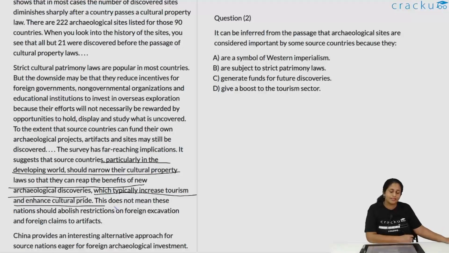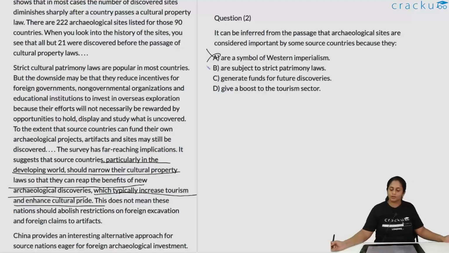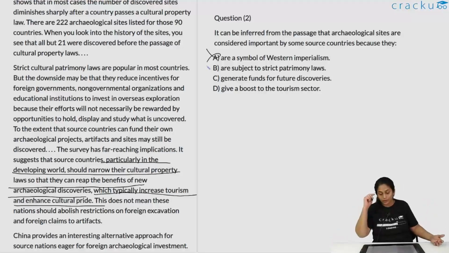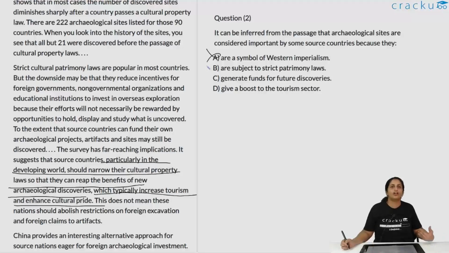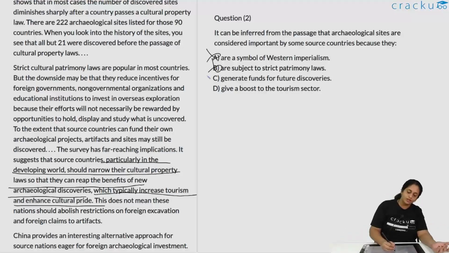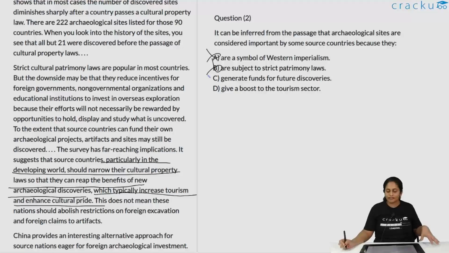A: Are a symbol of Western imperialism? No, these are not a symbol of Western imperialism. So the archaeological sites are not a symbol of Western imperialism. They were looted by Western imperialism. B: Are subject to strict patrimony laws? This is true, they are subject to strict patrimony laws, but that's not why they are important. They are important because of what they offer the source countries. So B is incorrect.